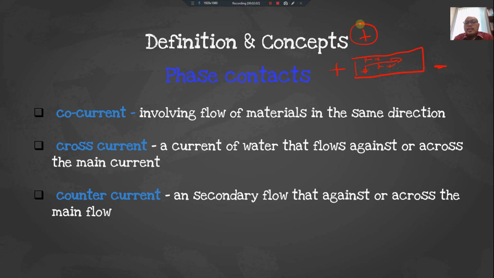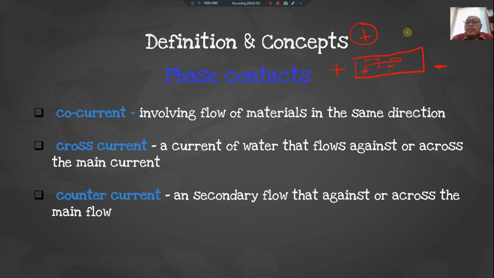Let's say here is the analyte with a positive charge, so it will move in the same direction as the main current, or the main flow. That is the co-current. In the cross current, a current of water flows against or across the main current. Let's say you have a mixture, and the mixture is negatively charged. Let's say you have one. Sorry, can I delete?